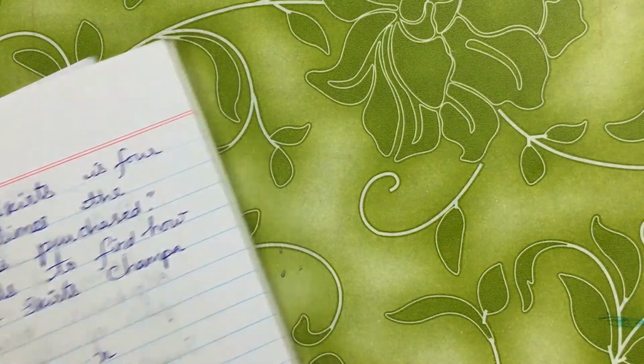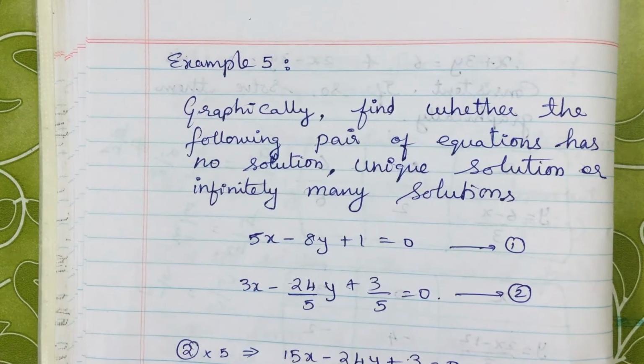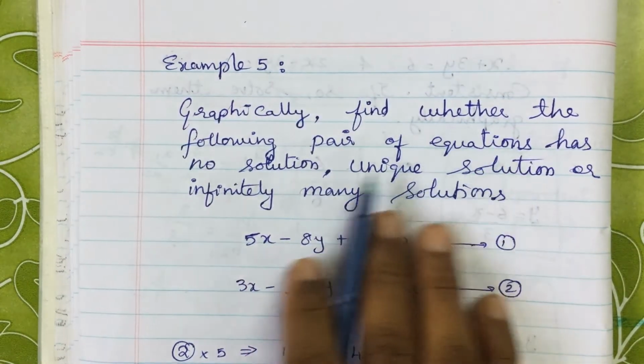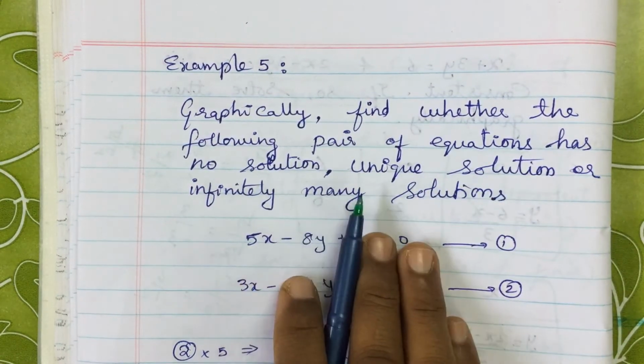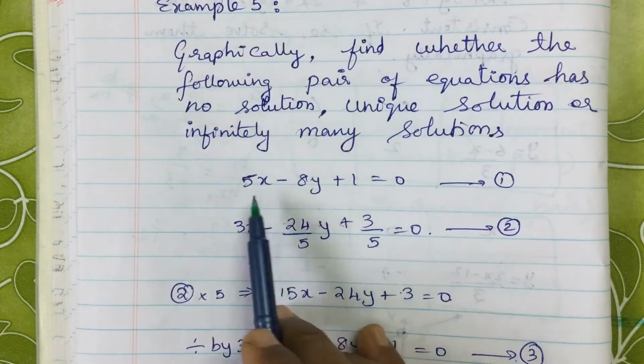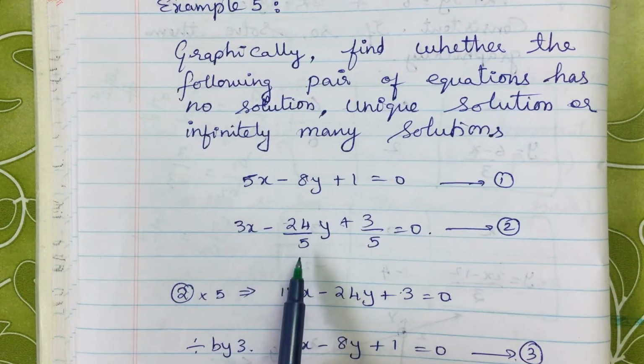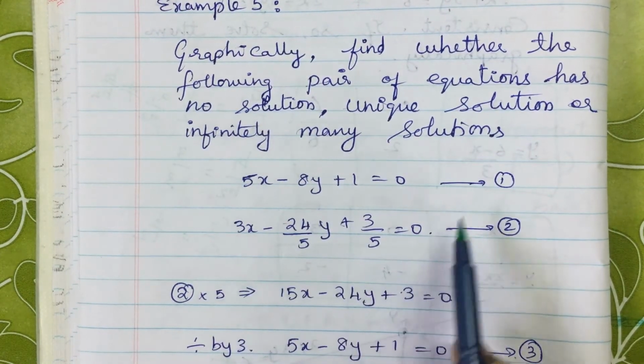Then coming to example 5: graphically find whether the following pair of equations has no solution, unique solution, or infinitely many solutions. So 5x minus 8y plus 1 equal to 0, and 3x minus 24 by 5 y plus 3 by 5 equal to 0.